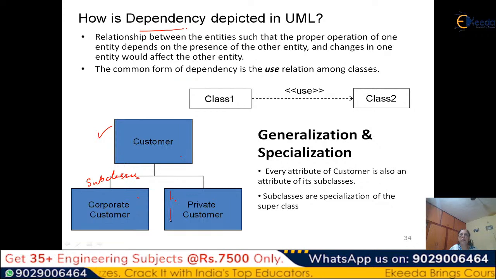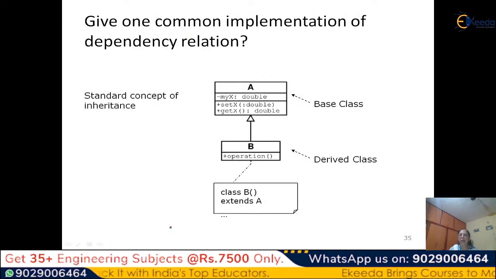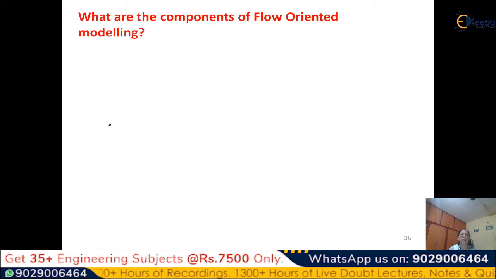A common form of dependency is the use relation among the classes. So you can have an implementation in the dependency relation. You can have a base class and a derived class. This is how you derive the class in Java or C++: class B extends A. This is how you implement it, the standard concept of inheritance that you have studied in your programming class.